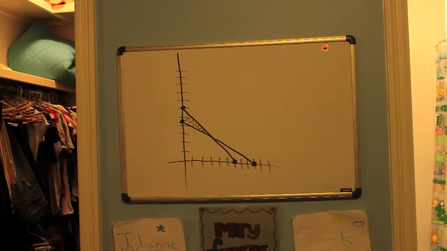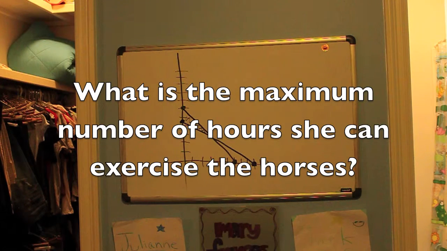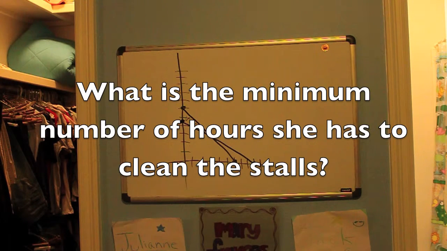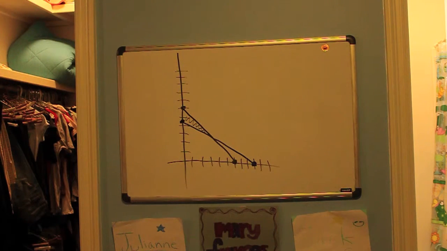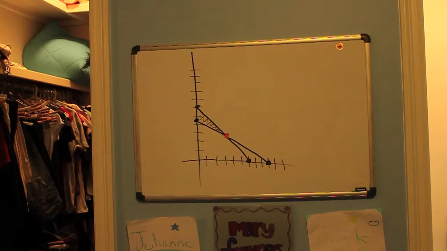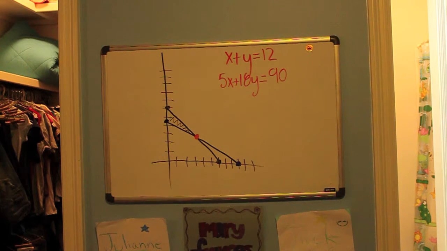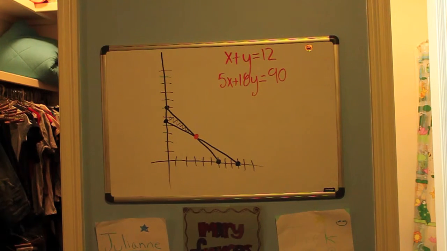The second part of our question is, what is the maximum number of hours she can exercise the horses, and what is the minimum number of hours she'll have to clean stalls? To find the answer to both of these, we will have to find the point where the two lines cross. To find the exact point where the lines cross, we will have to plug one of the equations into the other. To do this, we have two options, substitution or elimination.